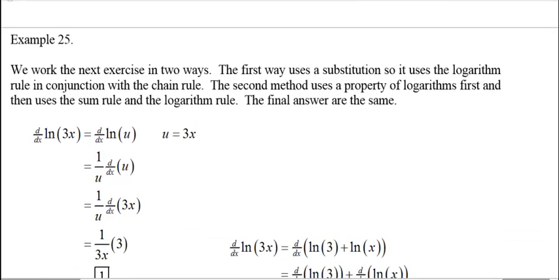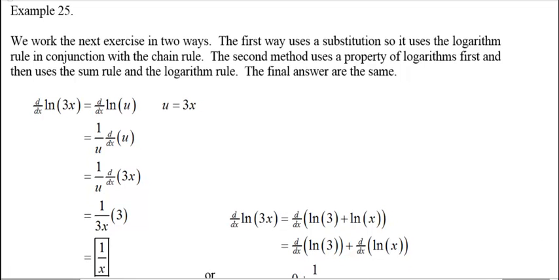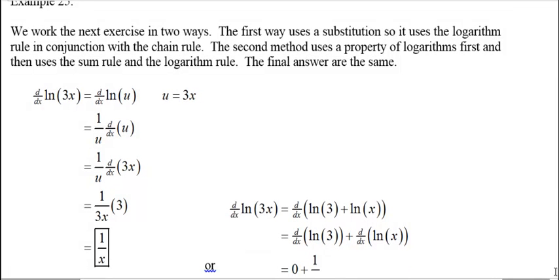Now I'm going to do this same problem two different ways, and it turns out we get the same answer. So the derivative of ln of 3x can be thought of as the derivative of ln of u, where u is 3x. So we've done a substitution. Then the derivative of ln of u is 1 over u times du, the derivative of the u. U is 3x, so that derivative is 3. The 3's cancel here, and you get 1 over x. Well, that's kind of interesting. The derivative of log of 3 times x is the same as the derivative of just the log of x.